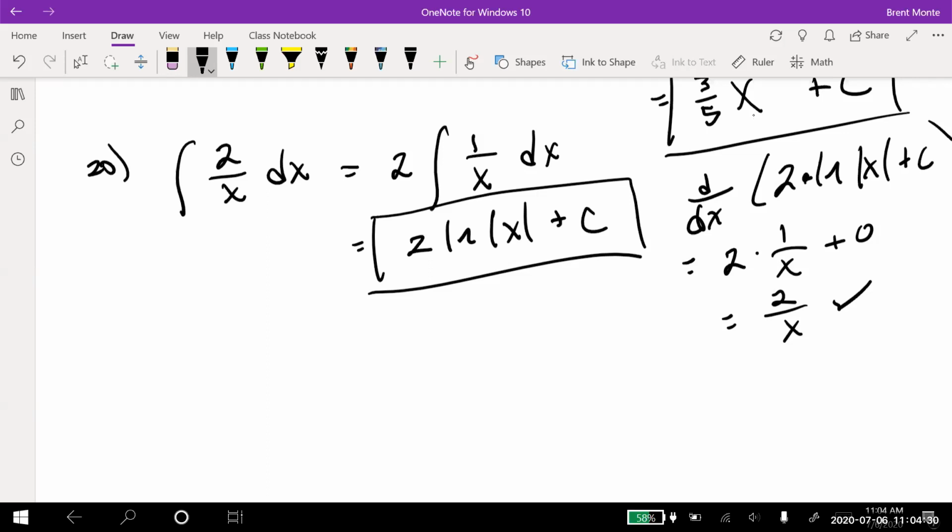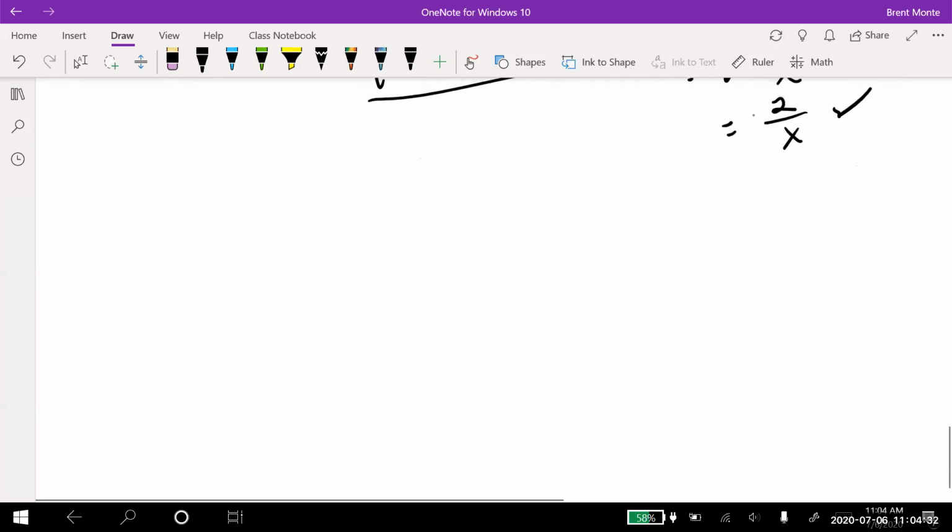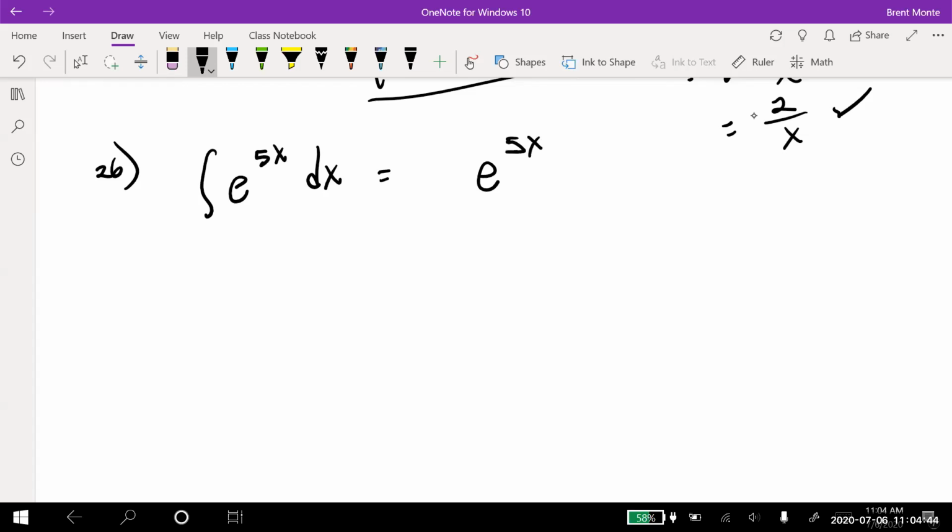All right, let's look at problem 26. It's the integral of e to the 5x dx. Again, remember, if we're taking the derivative, we're going to get e to the 5x, but then times 5 from the chain rule. We're not taking the derivative, we're going backwards, we're doing the antiderivative. So instead of multiplying by 5, you're going to divide by 5.